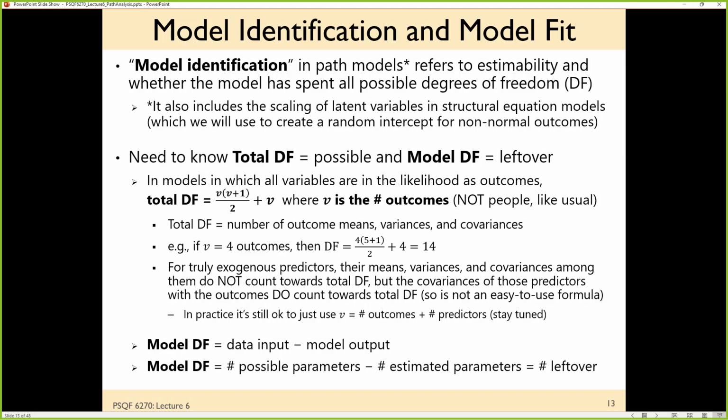So I would have to count number of intercepts, number of residual variances, number of slopes, number of covariances against that total. So degrees of freedom in practice is the number of things you left out. Left over is what degrees of freedom means. And in order for your model to work, that number needs to be 0 or positive. It can't be negative. So number possible minus number estimated equals leftover.